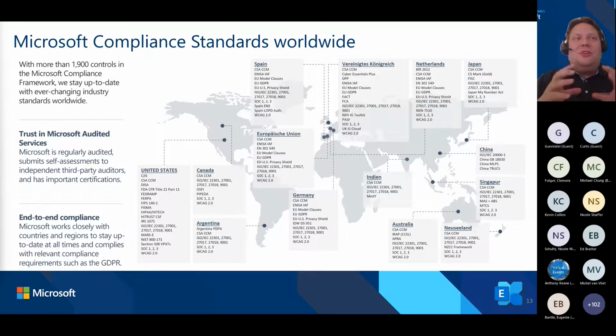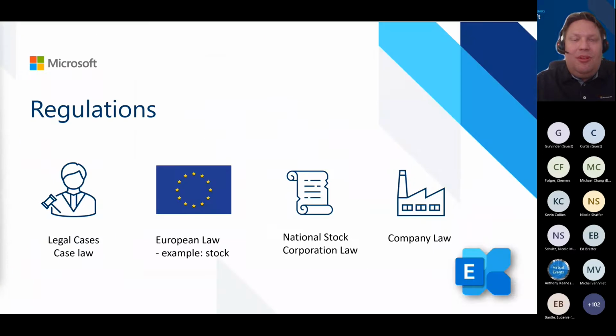And for insider risk and communication compliance, I go a little bit deeper and have a look, for example, at which regulations we can fulfill. For example, we can fulfill some legal cases and case law. In the trading market, we have European law, also in the stock market. National stock law in France and Germany, also in the UK, in Spain. Also, I talked about the US, it is the same. And we have company law, code of conduct. We can fulfill these, for example, with communication compliance itself.